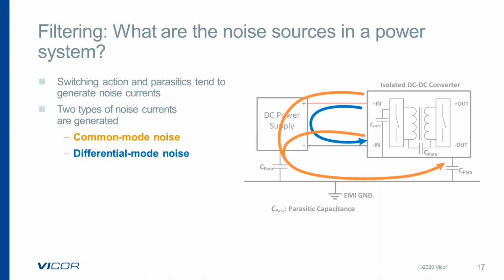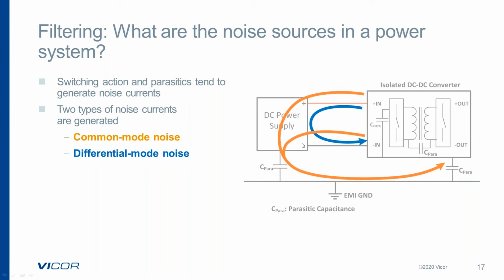So let's take a look at input filtering. As I mentioned before, many of the DC to DC converters have a high switching frequency characteristic, and as such, they will have a noise signature that's emitted to the DC line at their input. And that noise signature has two characteristics: a common mode noise signature and a differential mode noise signature.